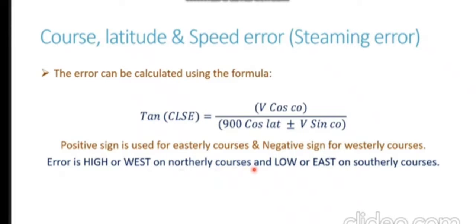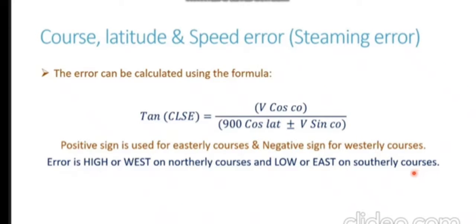The error will be high or west on northerly courses. That means whenever the ship is moving on a course having a northerly component, it could be in the northeast quadrant or northwest quadrant, the error will always be west. It is also called a high error. And whenever the ship is moving on a course having a southerly component, that means the ship is moving in the southeast quadrant or the southwest quadrant, the error will be east or low.